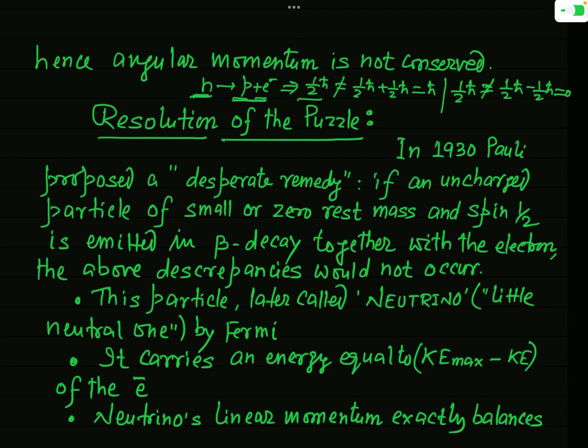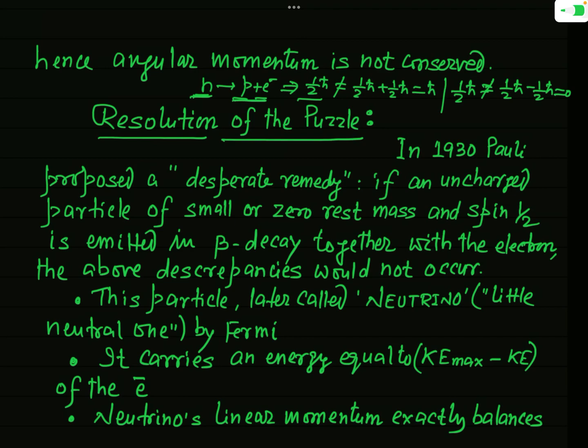So what we have seen is that neither the principle of conservation of energy, nor the principle of conservation of linear momentum and angular momentum, is valid or satisfied when we consider that a neutron is just converted into a proton and an electron.